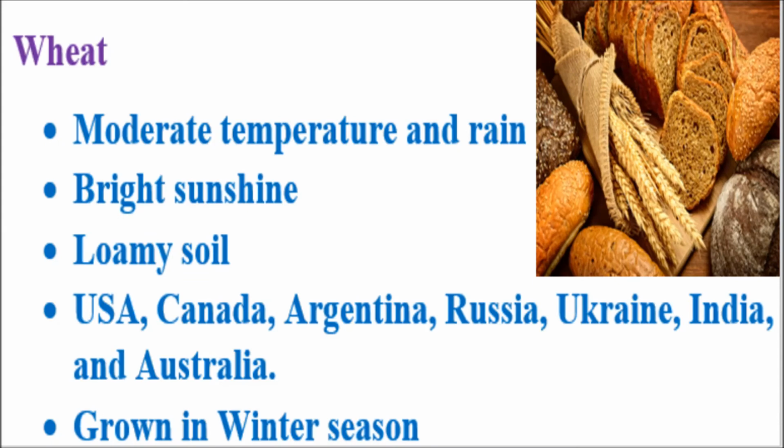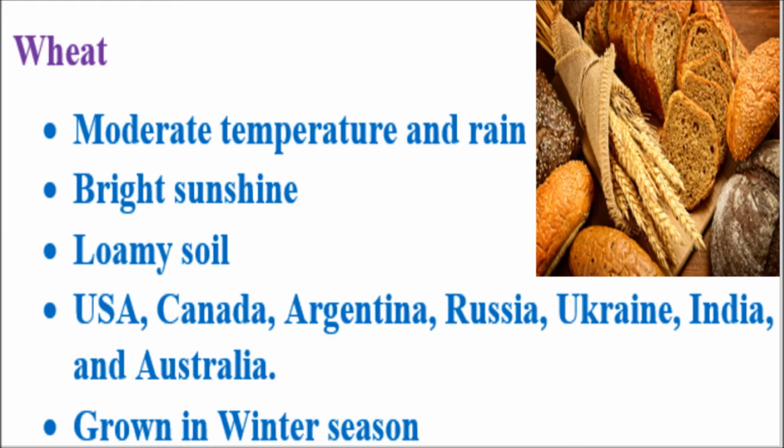Wheat requires moderate temperature and rainfall during the growing season. It requires bright sunshine at the time of harvest. It is well grown in loamy soil. It is extensively grown in USA, Canada, Argentina, Russia, Ukraine, Australia, and India. In India, wheat is grown in the winter season.